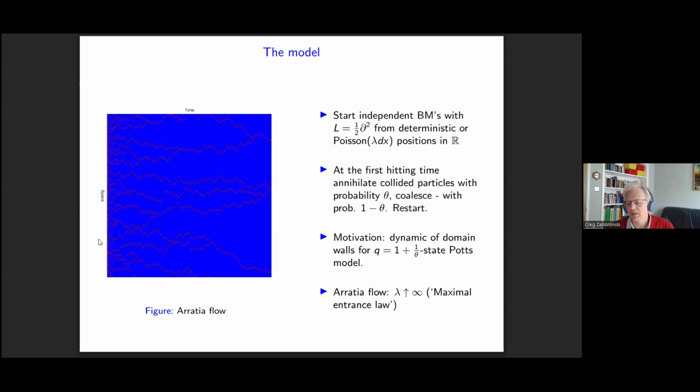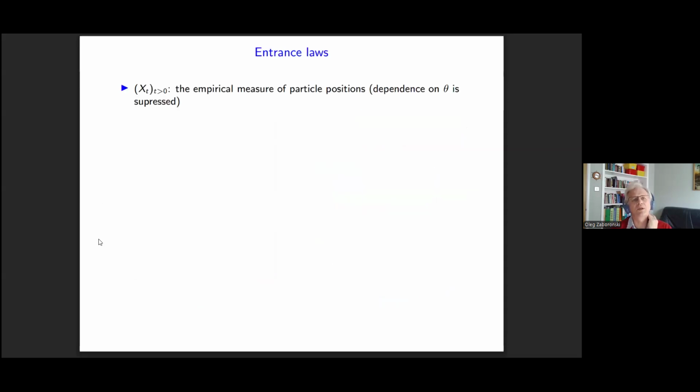Okay, so this is the family of models I'm going to discuss, labeled by this annihilation probability theta. Okay, so now I would like to discuss the entrance laws.